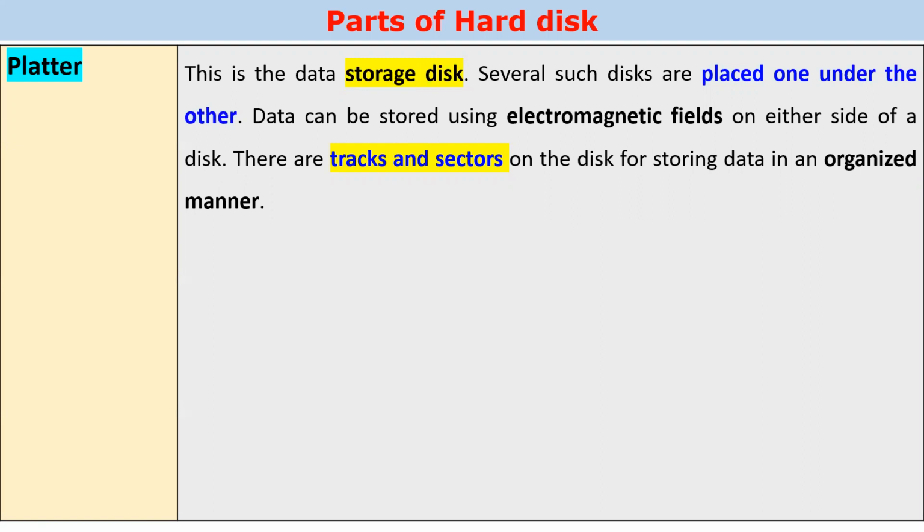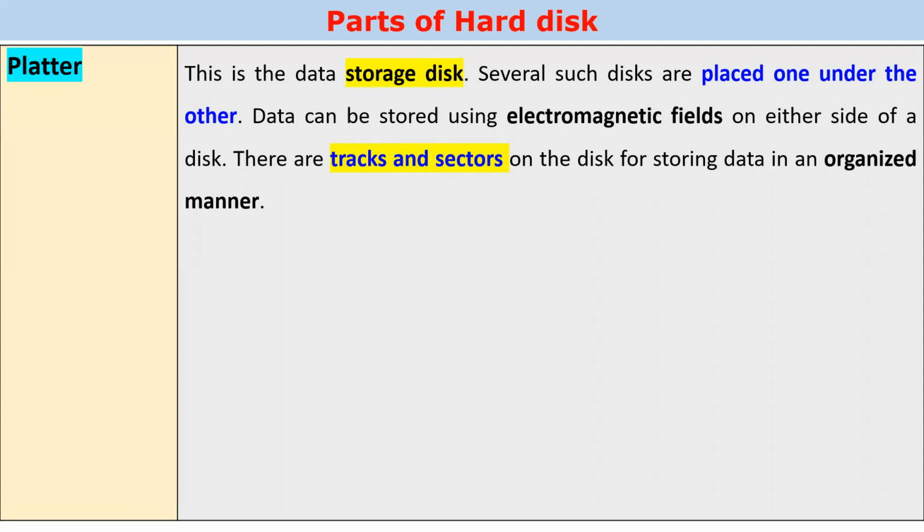electromagnetic field. And due to this electromagnetic field, it will be capable of capturing the data. Right? Then it will be more organized. These platters are more organized to store the data and information. To be more organized means it will create sectors, it will create special terms called tracks and sectors. They are using these tracks and sectors to organize data and information.